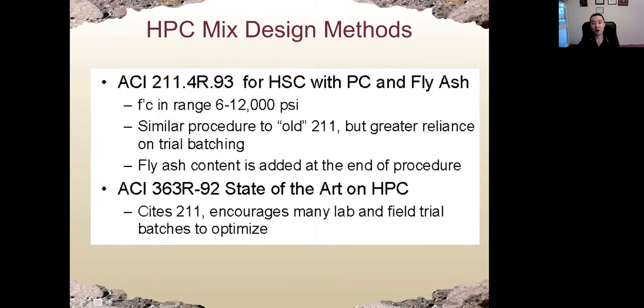And here are some more recent mix design methods. I believe there are newer versions. This is also from ACI Committee 211. The report is for high strength concrete with Portland cement and fly ash. Another ACI report is from another committee, 363. Again, I believe we have a newer version. 92 means the version in year 1992. You can check for a newer version of this report, which is the state of the art on high performance concrete.